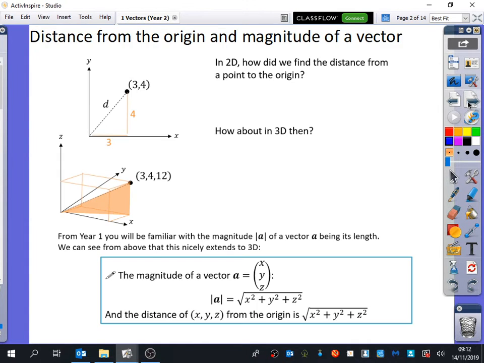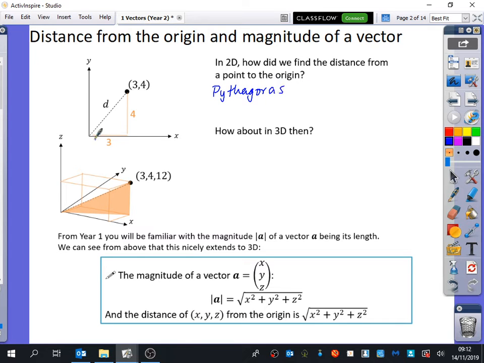So the first thing we're going to be looking at is how we find the distance from the origin and the magnitude of a vector. And this is now going to be in 3 dimensions. So if I've got this kind of example here, in 2 dimensions, how did I find the distance of a point to the origin? Pythagoras, yeah, we can clearly see that it's going to be Pythagoras.